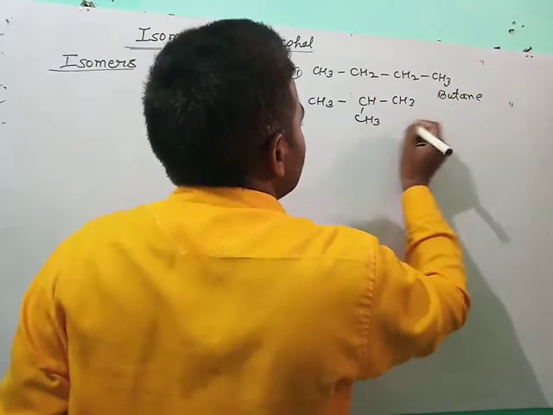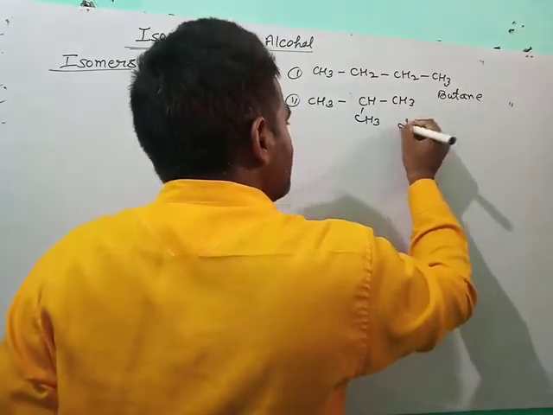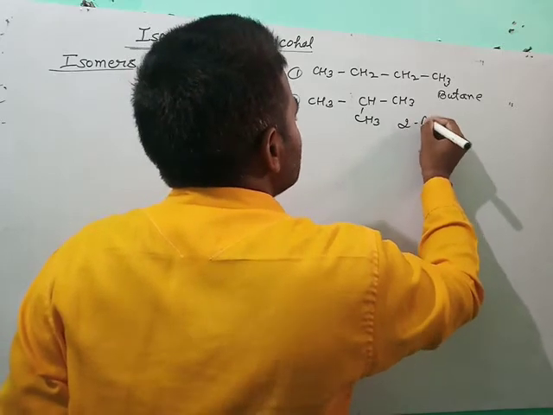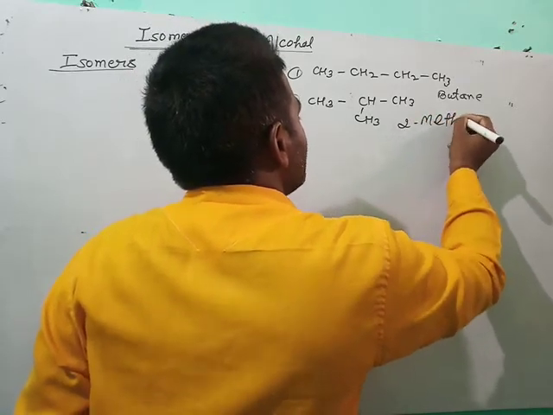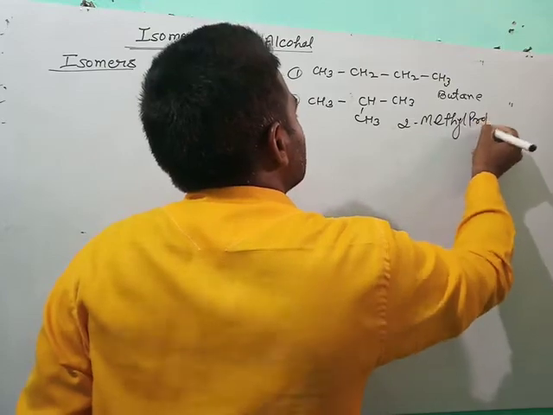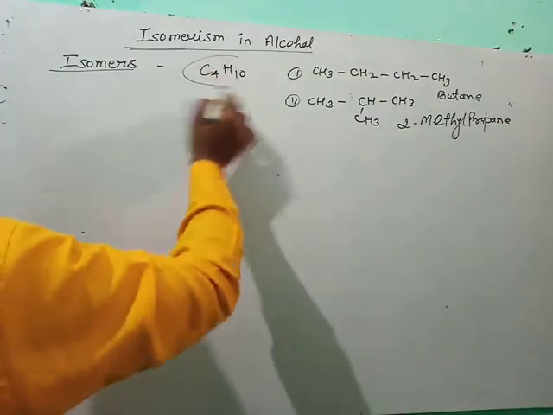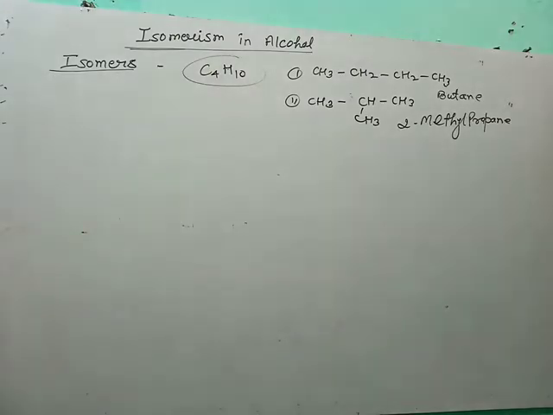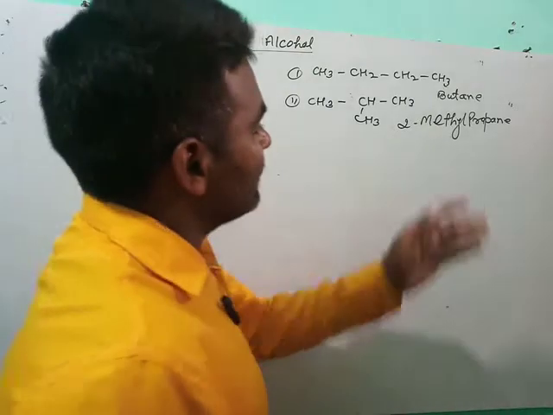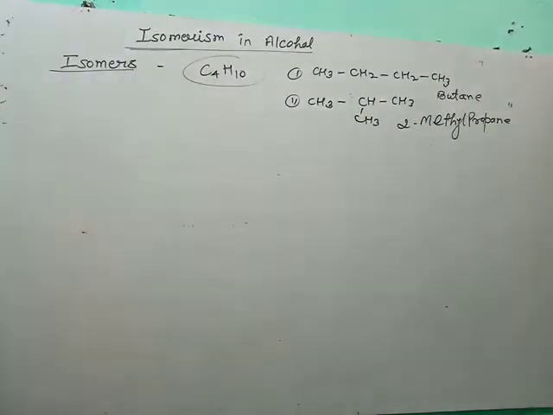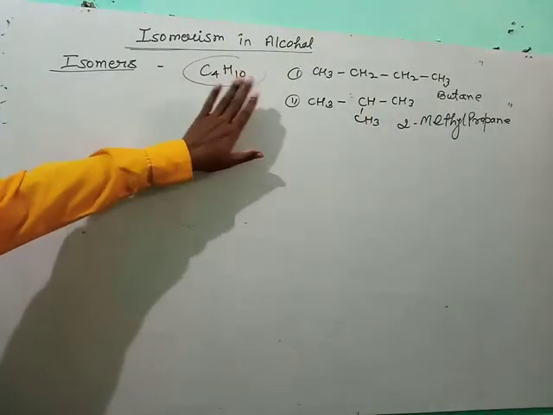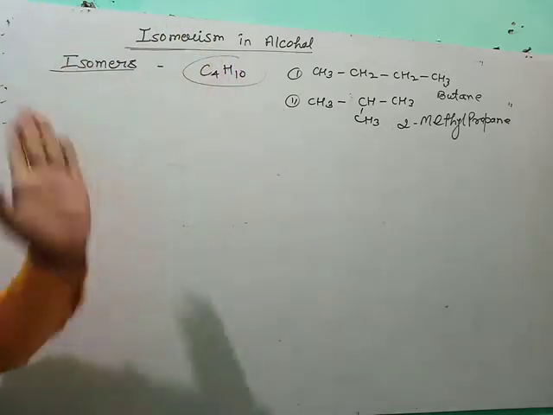This one is butane, and this one is called 2-methyl propane. So we can see the molecular formula C4H10 has two isomers. First is normal butane and second is 2-methyl propane. So this process is called isomerism.